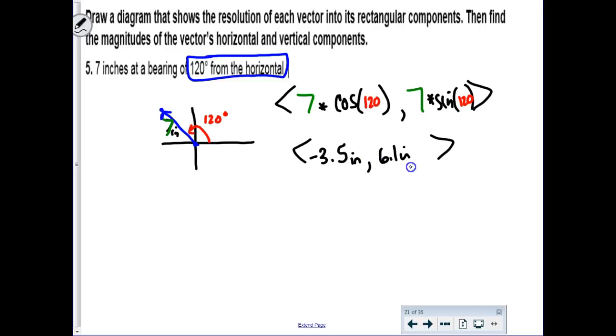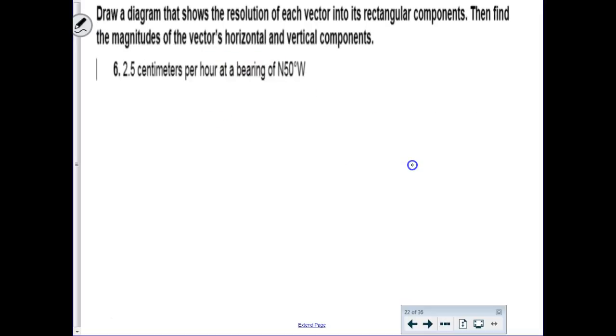If you leave off the labels, I'm definitely not going to count you wrong. But if for some reason your answer was, like, find the vertical component, I would expect you to say 6.1 inches. In fact, there's a question like that on your test. It says something like this, find the vertical component. So you find the vertical component. All right, that's all we had to do there.